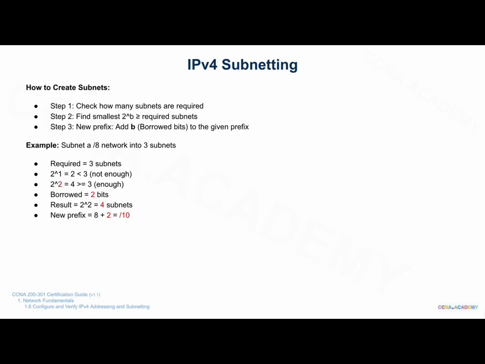Let's go through an example. We want to divide a /8 network into 3 subnets. We test powers of 2. 2 to the power of 1 equals 2, which is not enough. 2 to the power of 2 equals 4, which covers the requirement. So we borrow 2 bits, giving us 4 subnets in total. The new prefix becomes 8 plus 2, which equals /10. That's how we find the number of borrowed bits and the new subnet mask.